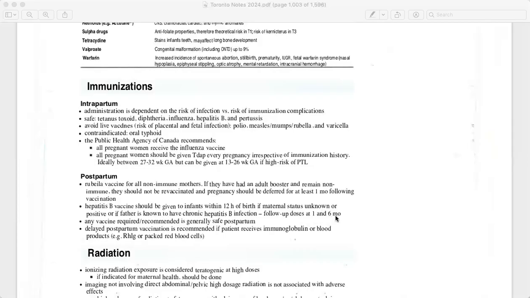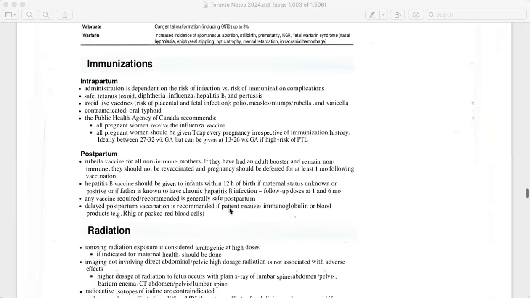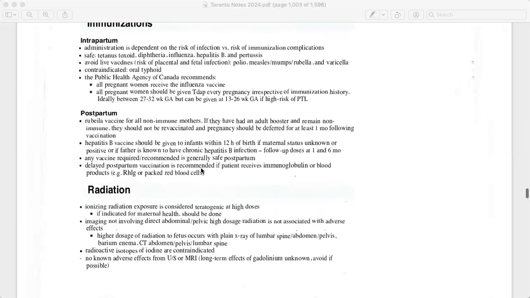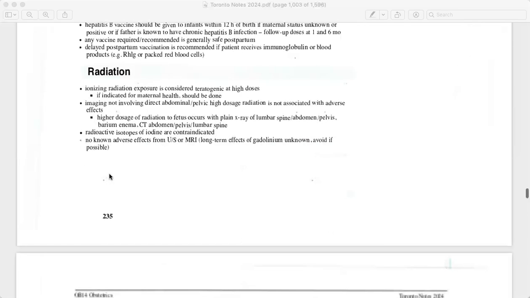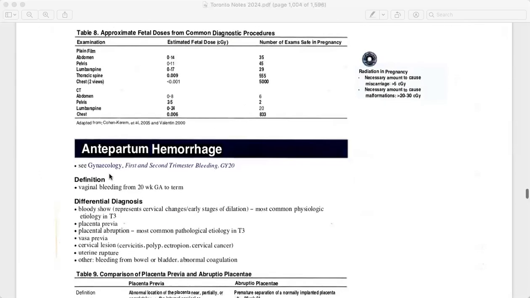So in certain conditions, what are those conditions? If the maternal status for hepatitis B is unknown, or it's positive, or the father has chronic hepatitis B, in those conditions you need to give the other two hepatitis vaccinations as well. Otherwise, only the 12 hour after birth hepatitis B vaccination should be given. Delayed postpartum vaccination is recommended if the patient receives immunoglobulin or blood products. Radiation, you can skip this one.